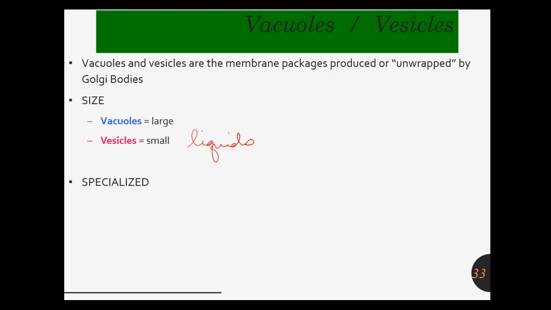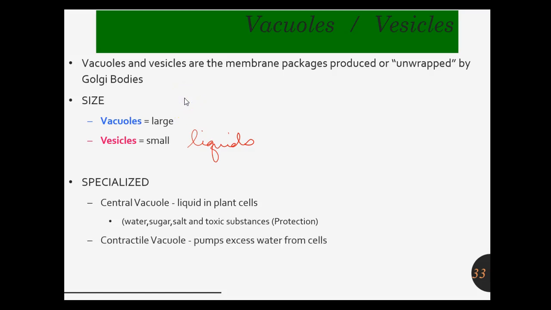We can have a vacuole, for example, like the large central vacuole, which is found in plant cells, and it has liquid on the inside. Water, sugar, salt, all this stuff that's in solution inside of that large central vacuole. And then we could have a contractile vacuole that pumps excess water from cells.